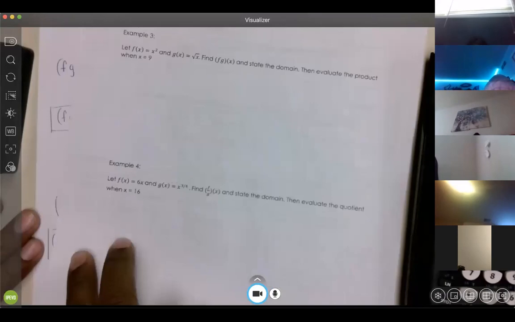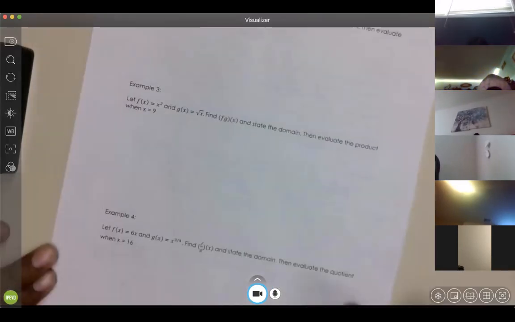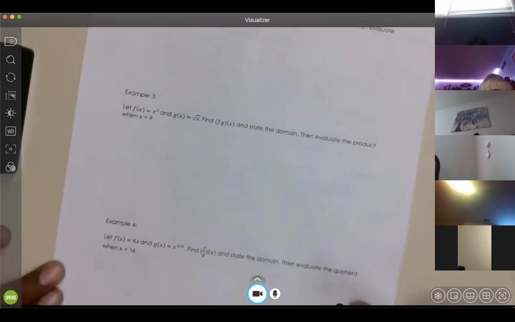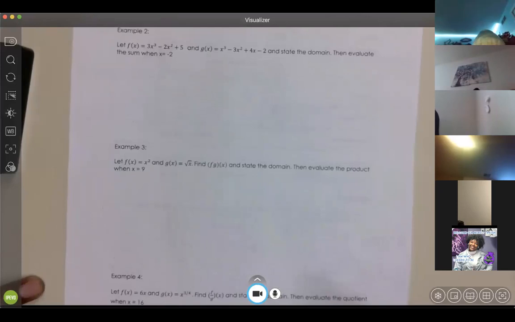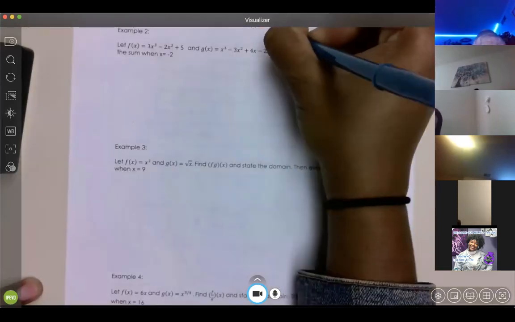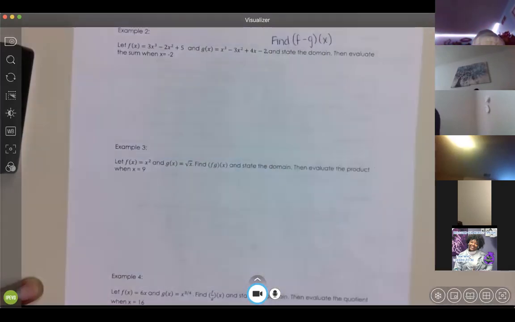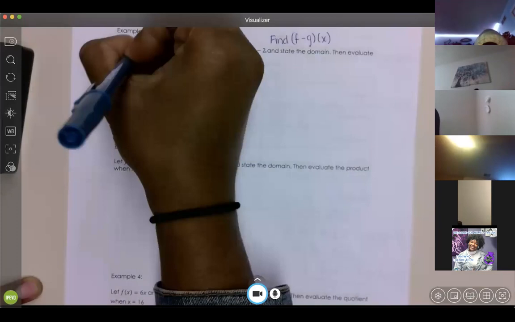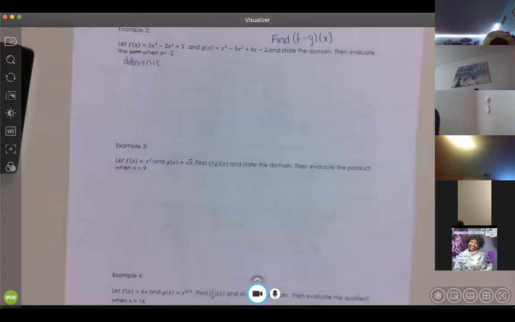So there's 2 typos that I need you to correct before we get started. So let f of x equal 3x cubed minus 2x squared plus 5, and g of x equal x cubed minus 3x squared plus 4x minus 2. Right here it should say find f minus g of x and state the domain. Then evaluate the difference when x equals -2.